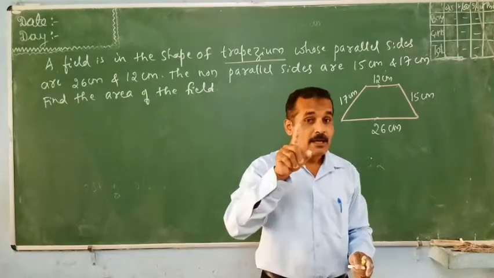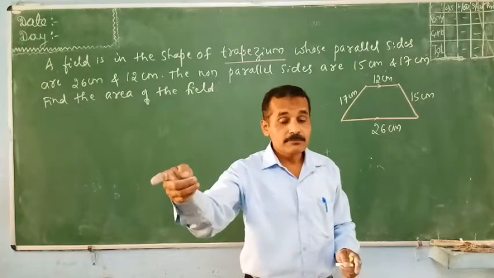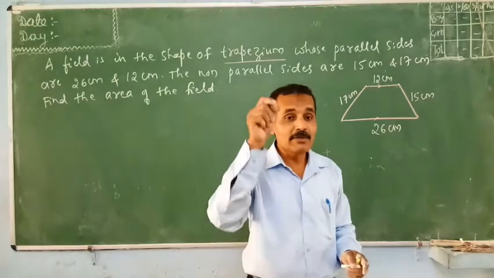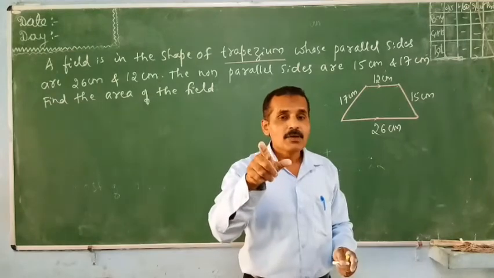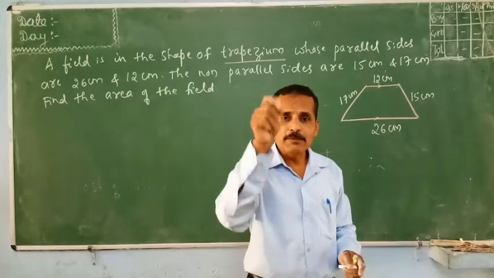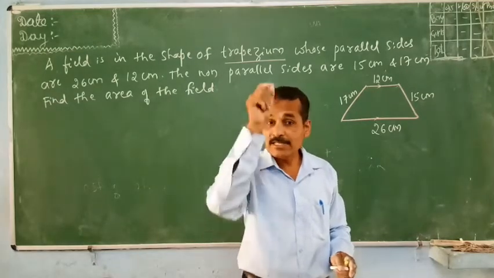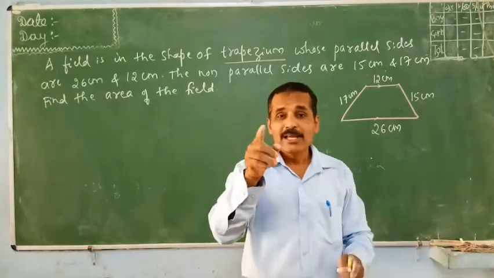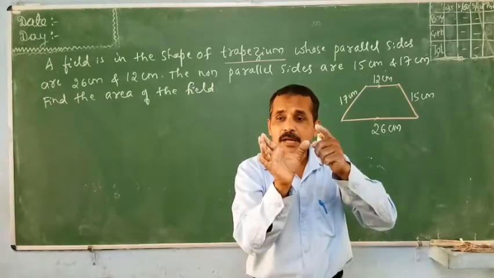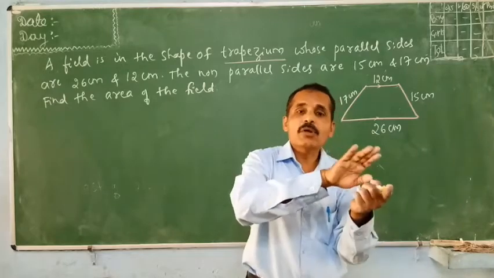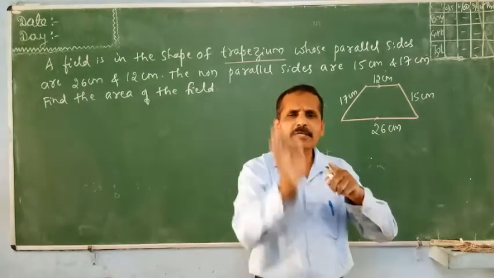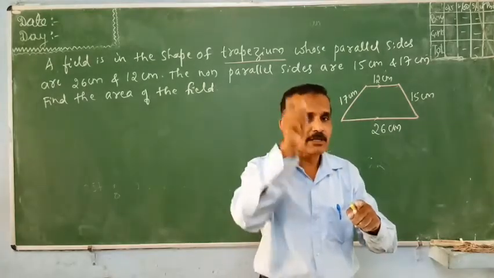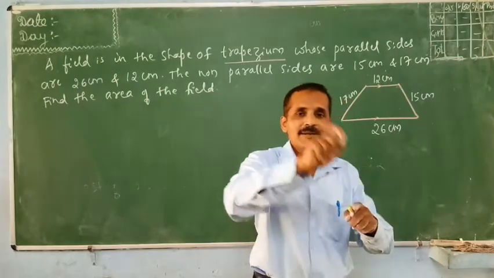See, keep in mind. After this, I will solve one more problem. But one thing I will make very clear: whenever there is a problem of trapezium, keep in mind, you have to cut that trapezium into one parallelogram and one triangle. This is a simple technique you can use. See, trapezium has to be cut into parallelogram and triangle.